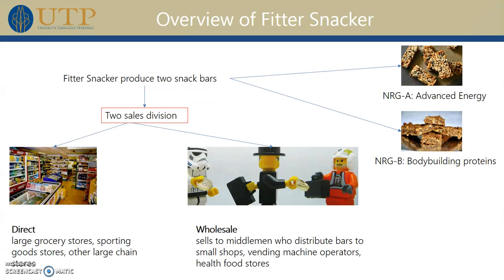Fictitious has two snack bars. First is the NRGA, which is an advanced energy bar. Second is the NRGB, which is an energy bar for bodybuilders. It has two sales divisions, direct and wholesale. The direct sales division involves large grocery stores, sporting goods stores, and other large chain stores. For the wholesale, Fictitious sells to middlemen who then distribute those bars to small shops, vending machine operators, and also health food stores.